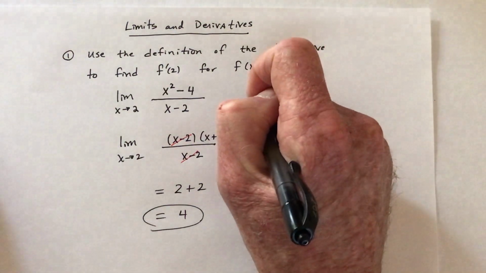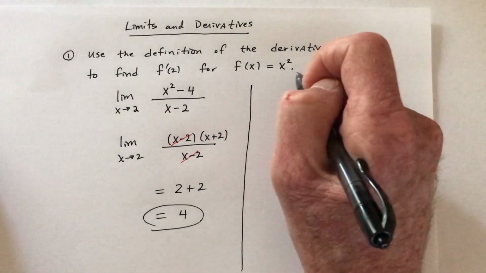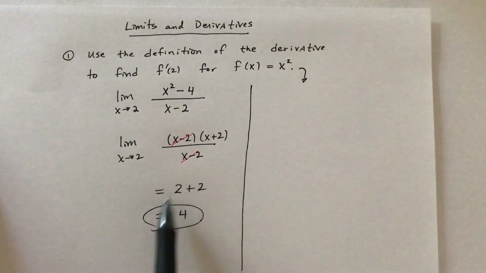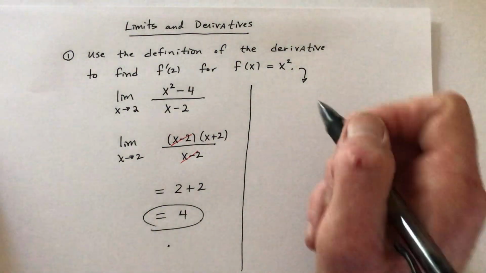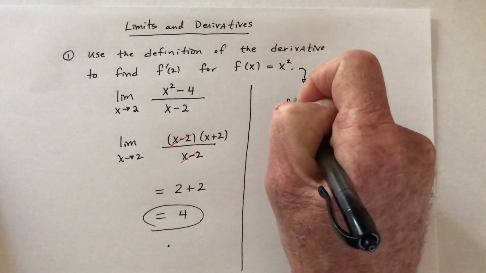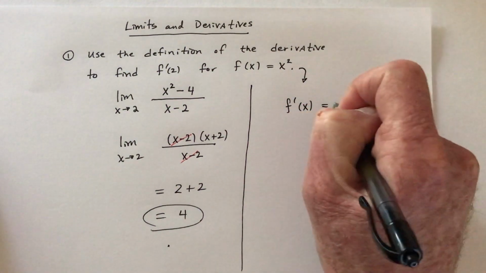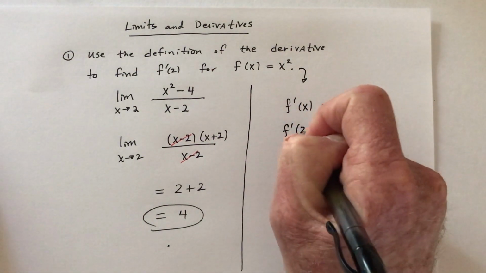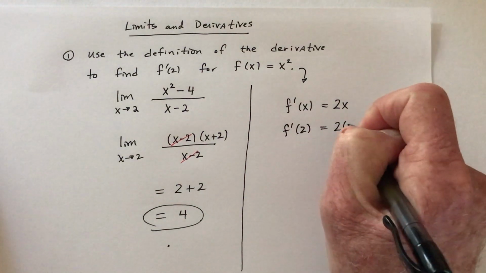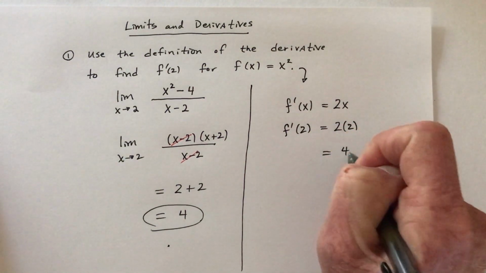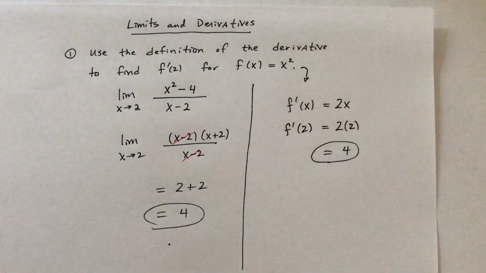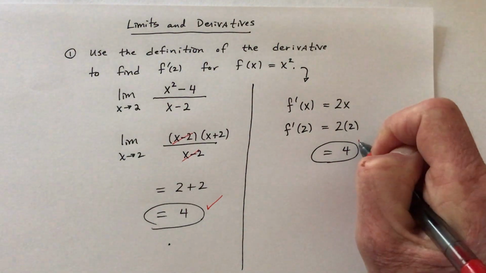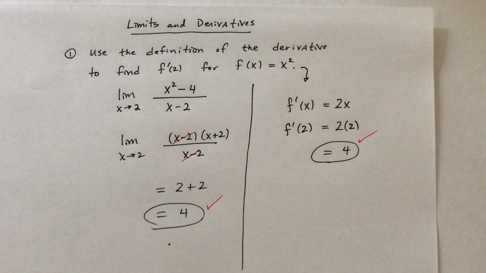So I'm done with this one, but I just want to show you, you could also use the power rule. With this one, it did say use the definition, so literally I needed to do that. But now I can check my answer by using the power rule. The derivative of x squared is 2x. Then plug in a 2. So it's going to be 2 times 2, which is 4. That is one of the wonderful things about math, that you can do something in 2 completely different ways, and yet you still get the same answer.